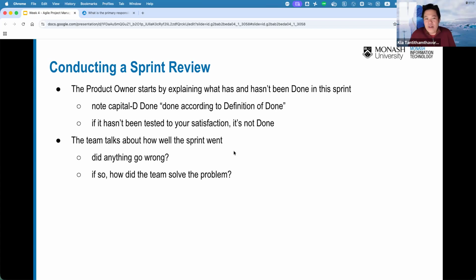And to conduct the sprint review, normally the product owner starts by explaining what has been done or what has not been done, that kind of thing. And note the capital D, Done, here. Done means that it is according to the definition of done. It doesn't mean that you finished the implementation. No. If it has not been tested to your satisfaction, it's not done at all. The team talks about how well the sprint went, and did anything go wrong? And if so, how did the team solve the problem? That kind of thing.